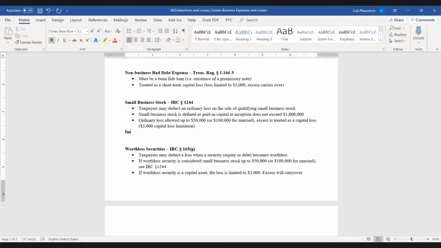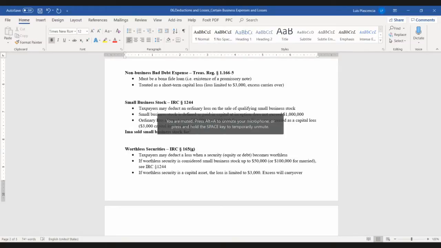All right, here. So let's say I sold small business stock for $10,000. Her basis was, again, this is how much you put in, $80,000. What is her gain, or her loss? Based on these facts, what's her loss? Anybody? You guys hear me?